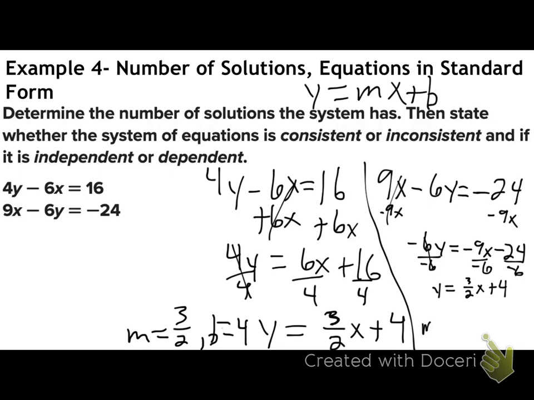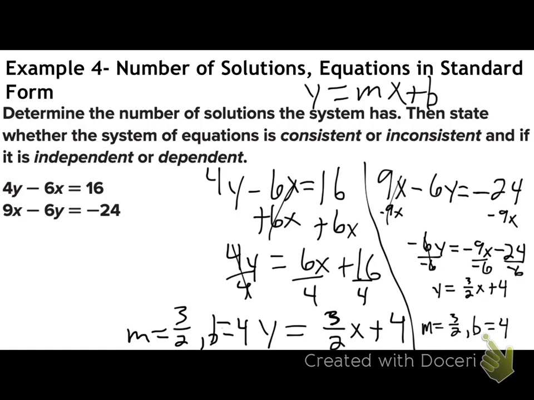What's my slope here? 3 over 2. Y-intercept? 4. How do the slopes of these two lines compare? Same slope. How do the y-intercepts compare? Same y-intercept. What is true about these lines? Same exact line, because they have the same slopes and same y-intercepts. So it's just one line graphed on top of the other.